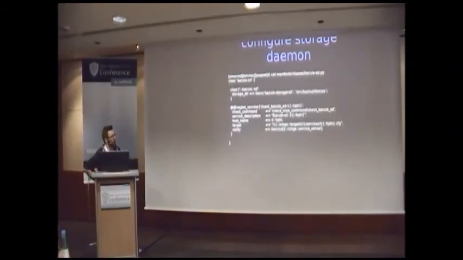Configuring the storage daemon is pretty much the same. You include the Bacula SD class, you say which storage directory you want to have. This is a call to Hiera. It looks for the Bacula storage variable, but if it doesn't find any of those, it will fall back to the default, being SRV backup Bacula in this case. And then automatically, again, we export an Icinga check to make sure the storage daemon is still running.